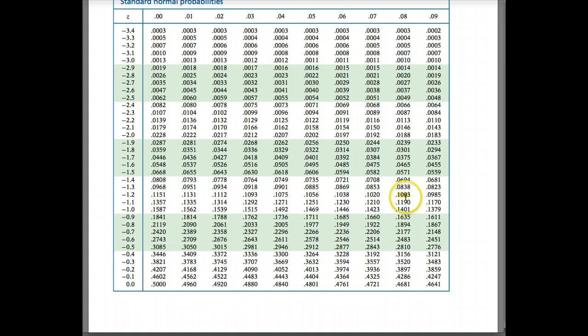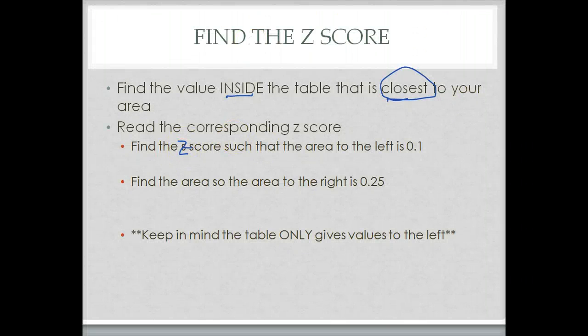So I want to read the corresponding z-score. Remember, your first two digits were your row, so I'm going to go out to my first two digits. It's that row, negative 1.2, and my last digit is my column. I go up to the column and it's 8. I want to put these numbers back together: first two, last. I put them back together and I have negative 1.28.